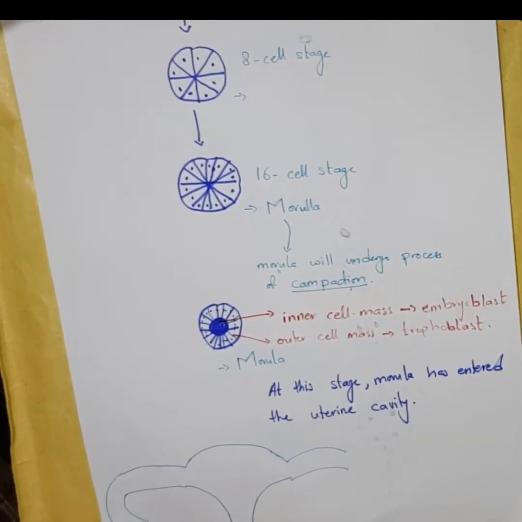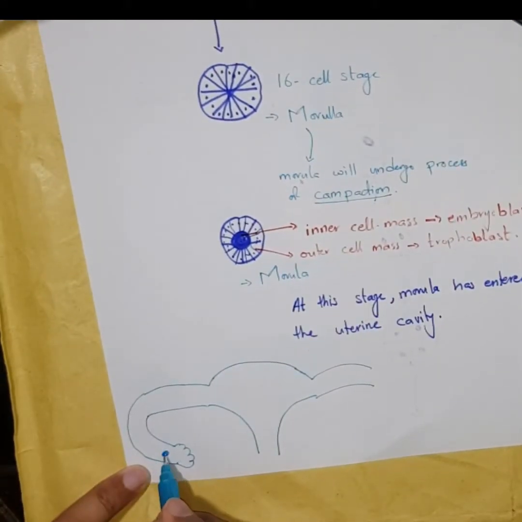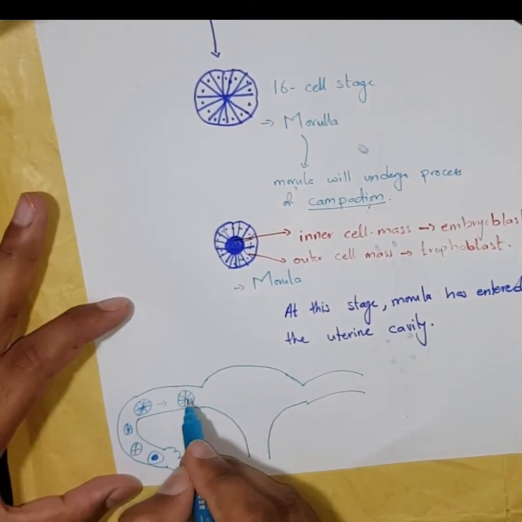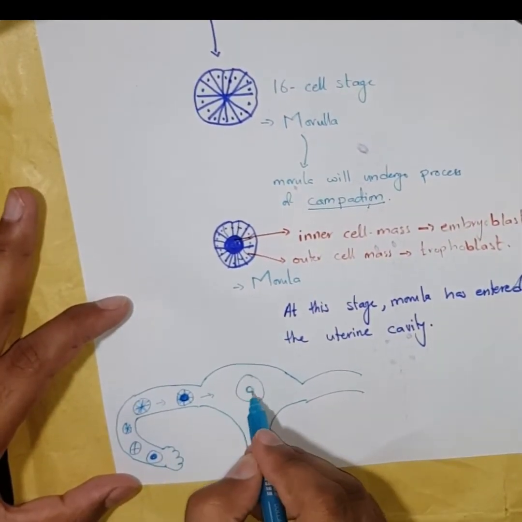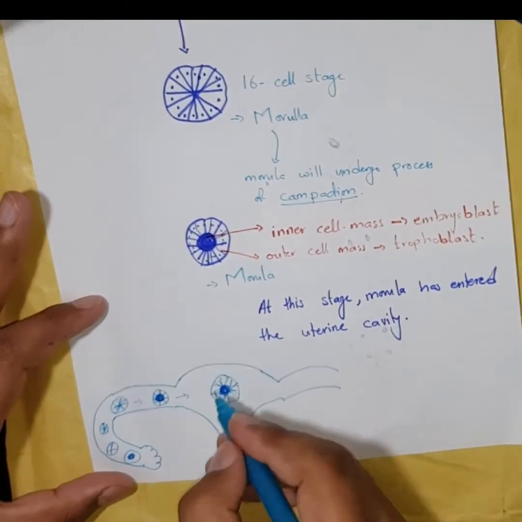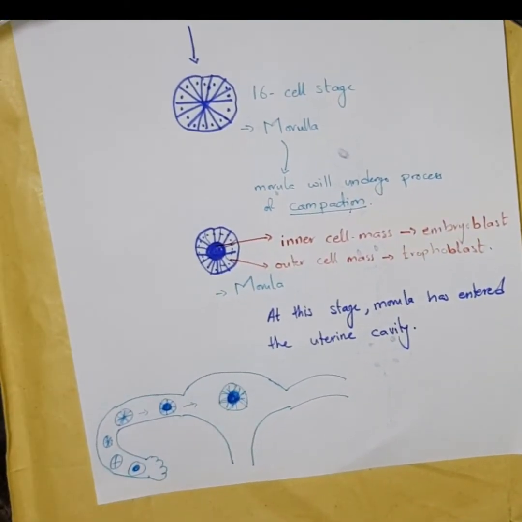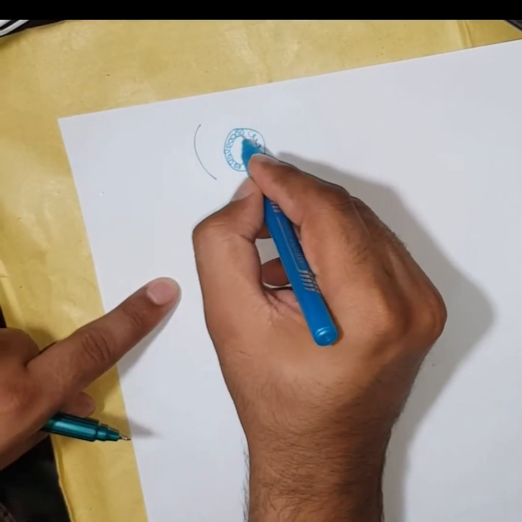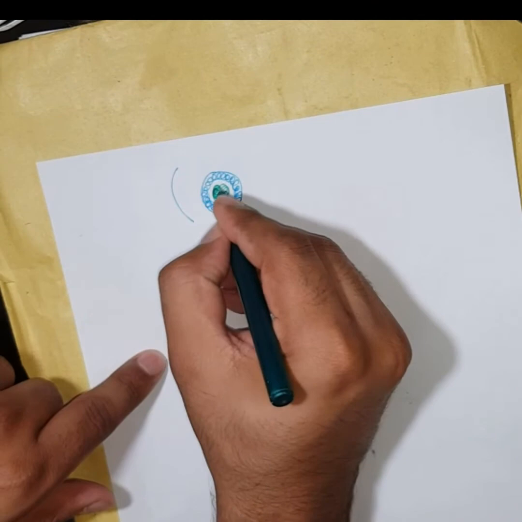So here is a quick recap of all the previous stages. Now that we have arrived at the uterine cavity, we can see that this is the 16-cell stage or morula. This morula will be ready for implantation at the uterus wall. Here is the outer cellular mass or trophoblast, while here is the inner cellular mass or embryoblast.